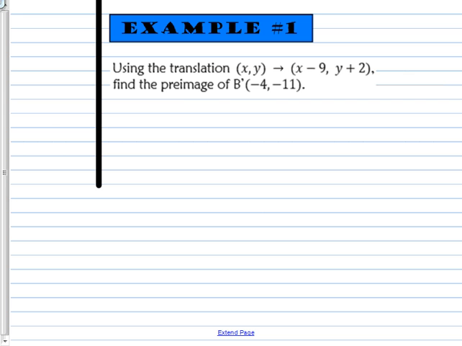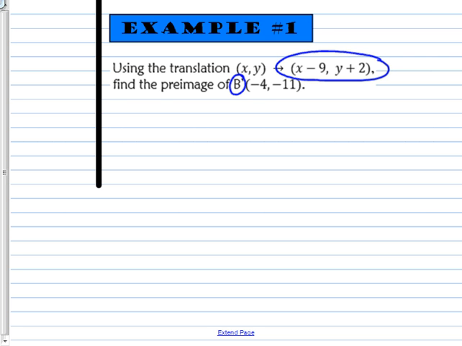We're going to use the translation (x, y) to (x - 9, y + 2) to find the pre-image of B', (-4, -11). And notice we already have B'. We are trying to find the pre-image. So normally I give you an image, and you simply apply the translation, subtract 9 from the x, add 2 to the y, and then you have the pre-image. But this time we are trying to find the pre-image. We already have the after image, so we have to work backwards.